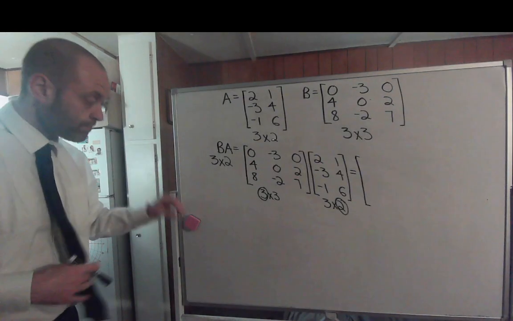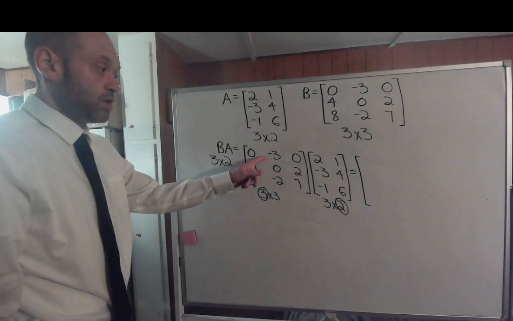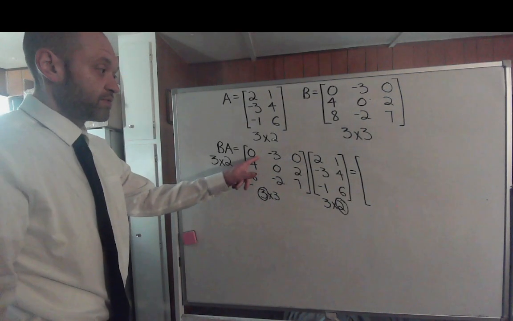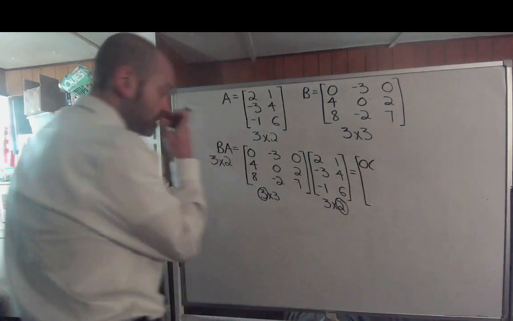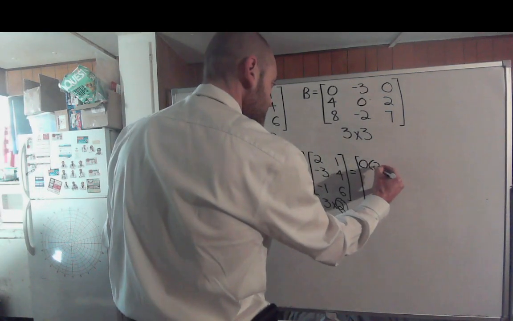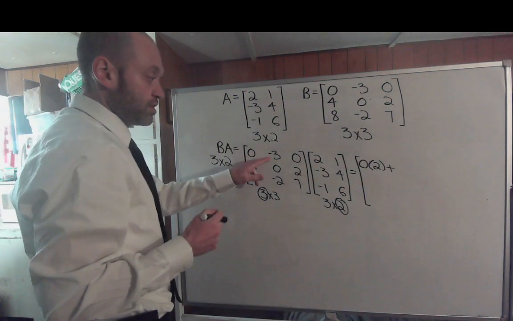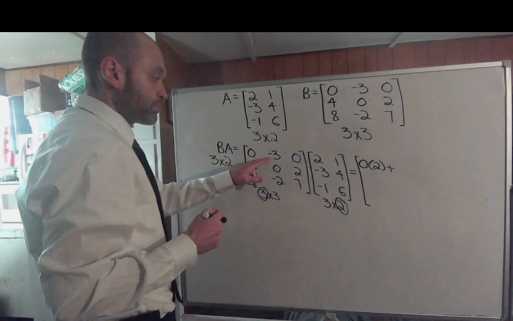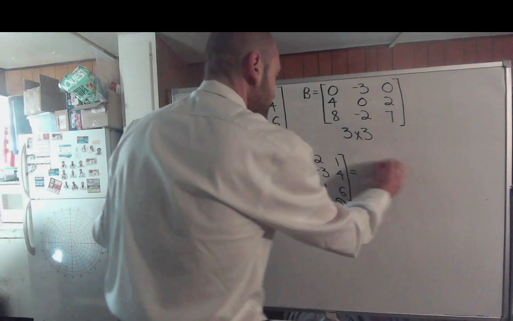So what we need to do now, stick with your first row, take the first number of your first row, which is 0, times the first number of your first column of the second matrix, which is 2, plus take the second number of your first row. You know what, maybe I better come down because I could see where I'm going to run out of room.